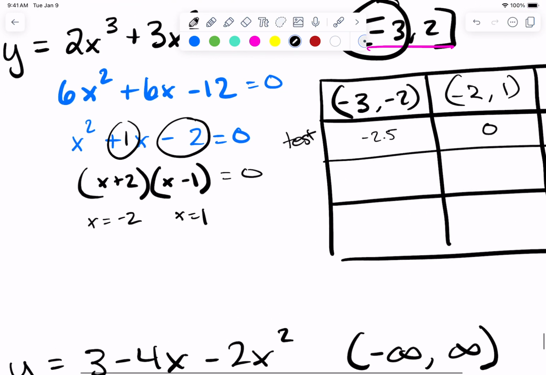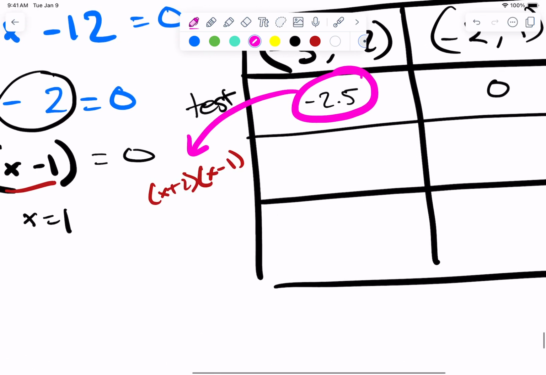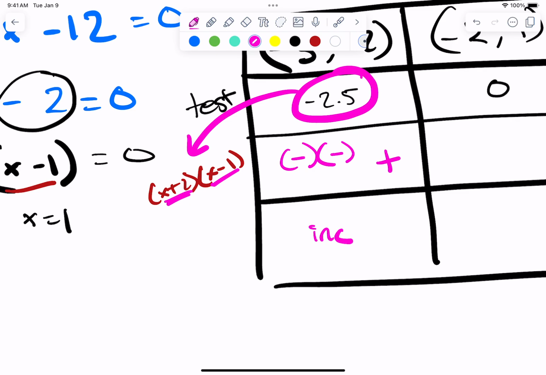The derivative. Okay, the very, very broken down derivative is x plus 2, x minus 1, right? I can get away with just plugging these into x plus 2, x minus 1 and figuring out plus or minus. So if I plug in -2.5, -2.5 plus 2 is going to be negative, and -2.5 minus 1 is another negative. So that's going to be plus, so it's increasing here.